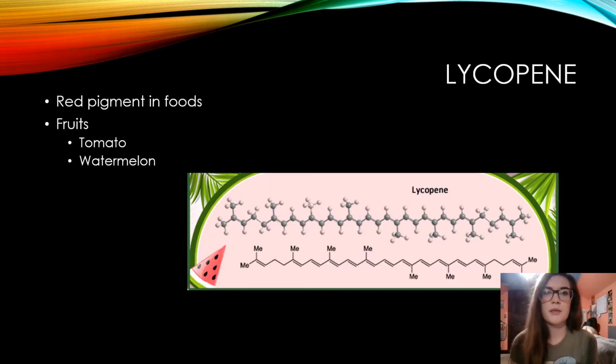Okay, so next up we have lycopene. Lycopene is very common in our foods. It's responsible for the red pigment in a lot of fruits. I saw a picture of isolated lycopene, and it was a really deep red color. It's found in tomato, watermelon, red orange, pink grapefruit, and guava, just to name a few.